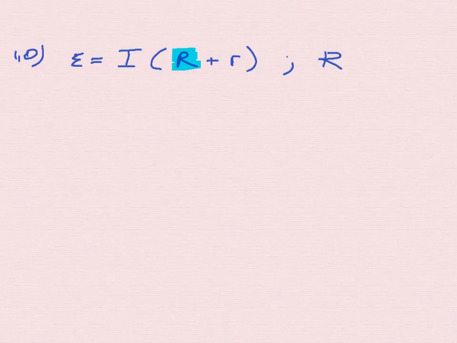You're going to multiply the right-hand side by I. So I times R is going to be I capital R. I times lowercase r is going to equal I times a lowercase r. Your job is to solve for capital R.